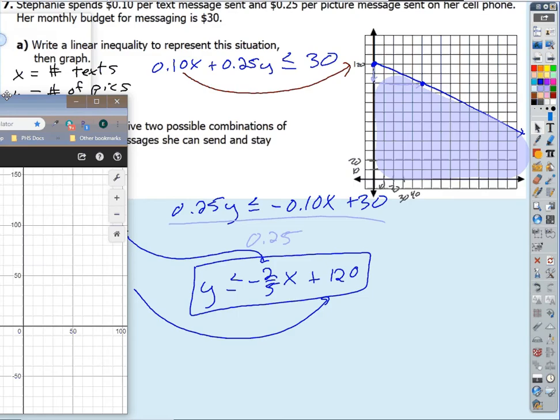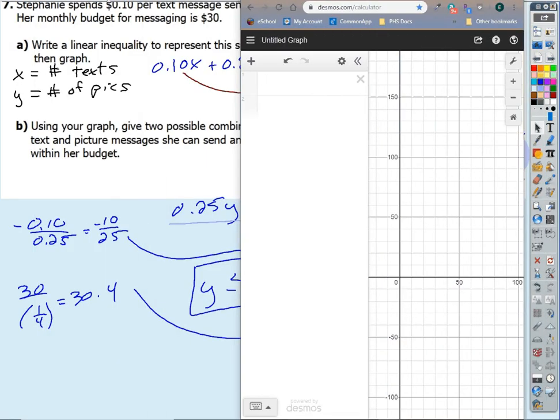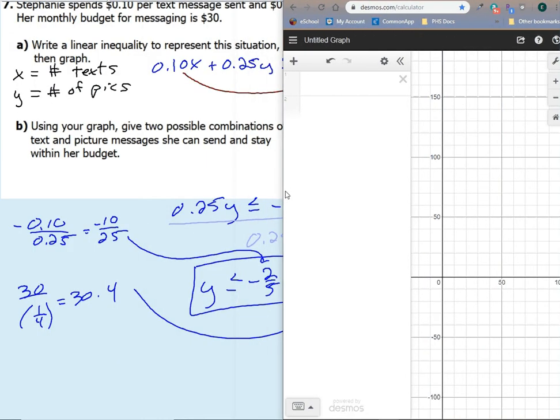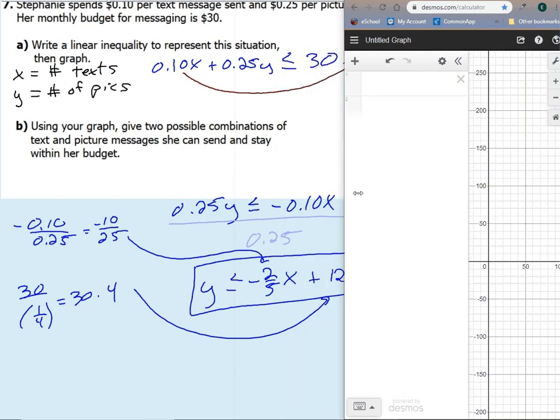Okay, so in Desmos, look what we can do. We can go, where's our two? Oh, it's kind of inconvenient, it's right in the middle. Okay, so there it is, right? Negative 2/5 x plus 12.